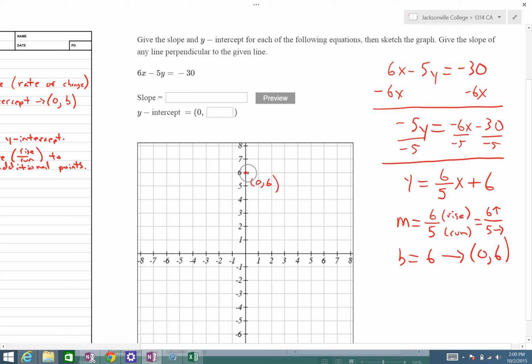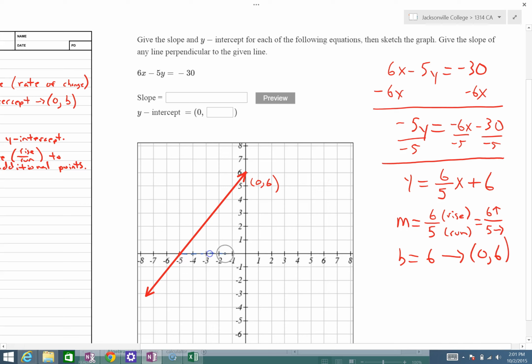Alright, so from this point, I'm going to go 5 to the right, 1, 2, 3, 4, 5, and then 6 up, 1, 2, and I'm running out of room on my grid, so I'm going to go in this other direction. So this time, 5 left, 1, 2, 3, 4, 5, and then 6 down, 1, 2, 3, 4, 5, 6. And I'll show that I still have this same rise over run, drawing a line between these two. You can use your straightedge. Alright, that's my line with a slope of 6 over 5. I'll show that now.